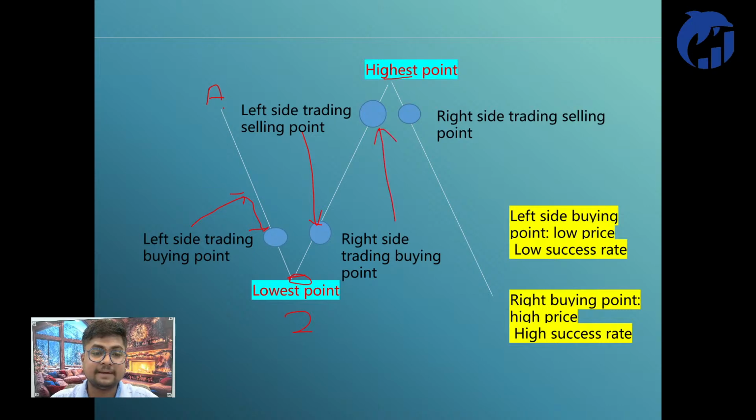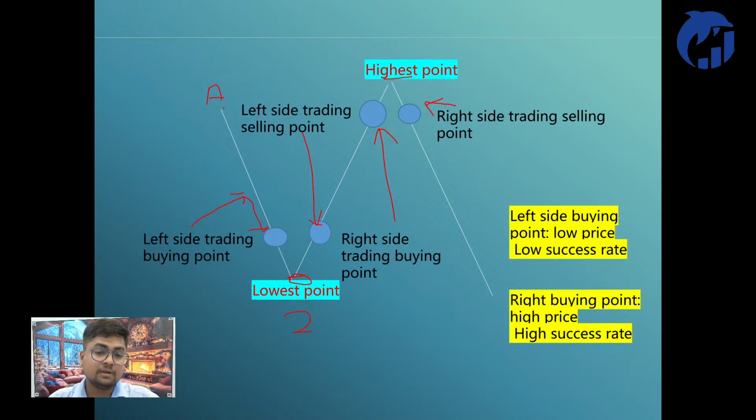So this is a right side trading buying point, and a right side trading selling point. Once the stock reaches this level, it's a buying point, and once the stock reaches this level, it is very high risk to enter that stock. It is advisable to exit that stock, right?